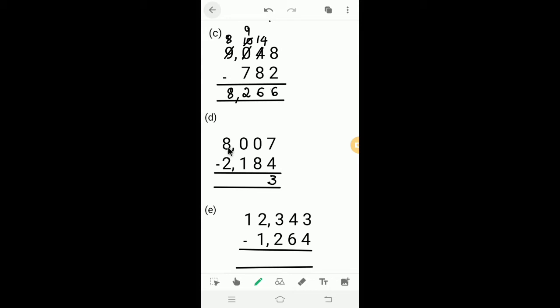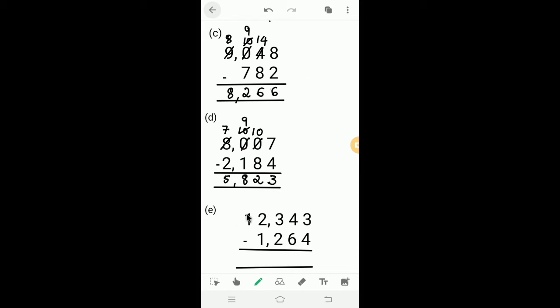Here the next number is 8. If we borrow from 8, then 8 becomes 7 and here 0 becomes 10. Now we can borrow from 10. 10 becomes 9 and here 0 becomes 10. 10 minus 8 is how much? 10 minus 8 is 2. 9 minus 1 is 8. 7 minus 2 is 5. So the answer is 5,823.